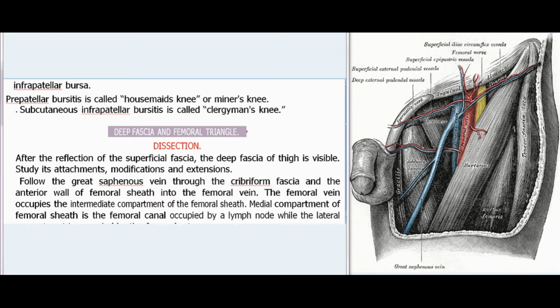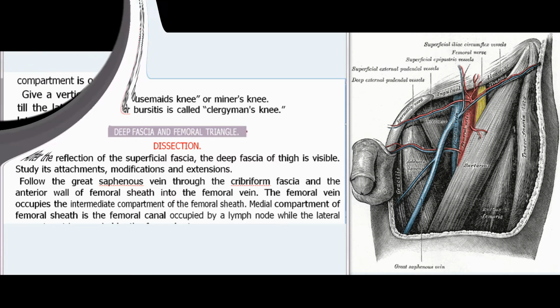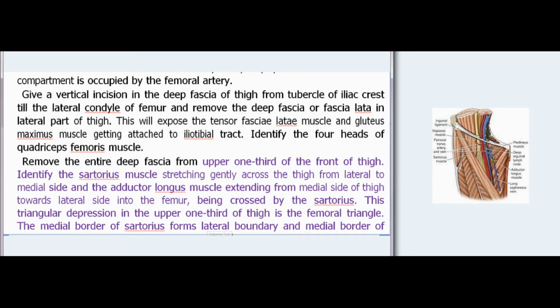The femoral vein occupies the intermediate compartment of the femoral sheath. The medial compartment of the femoral sheath is the femoral canal, occupied by a lymph node, while the lateral compartment is occupied by the femoral artery. Give a vertical incision in the deep fascia of the thigh from the tubercle of the iliac crest till the lateral condyle of the femur and remove the deep fascia or fascia lata in the lateral part of the thigh.